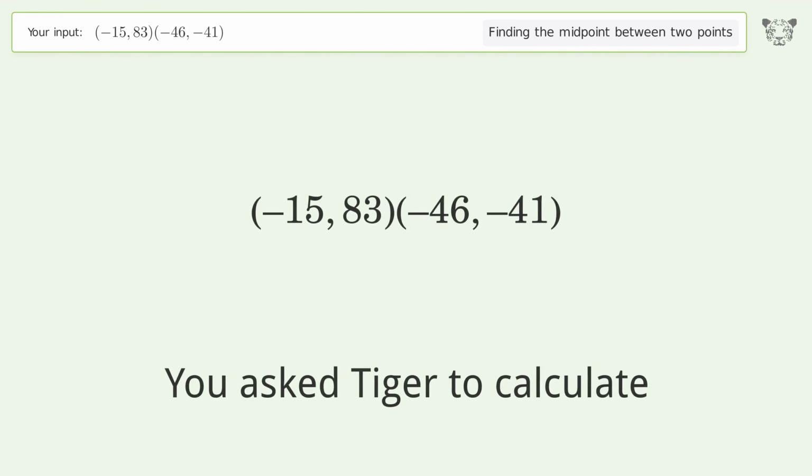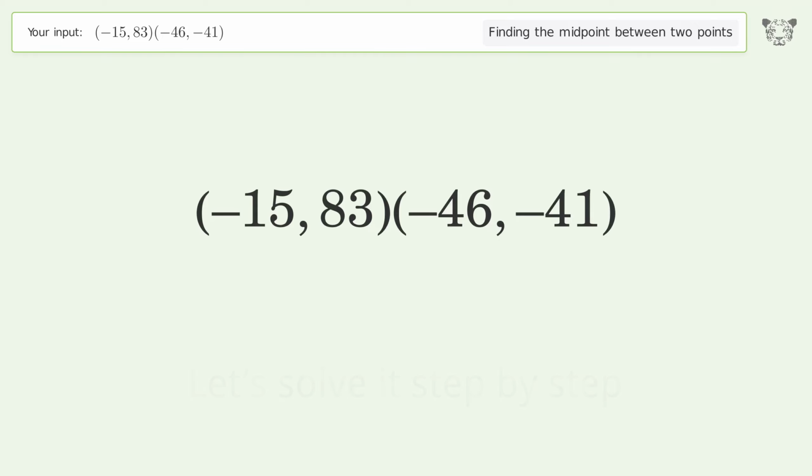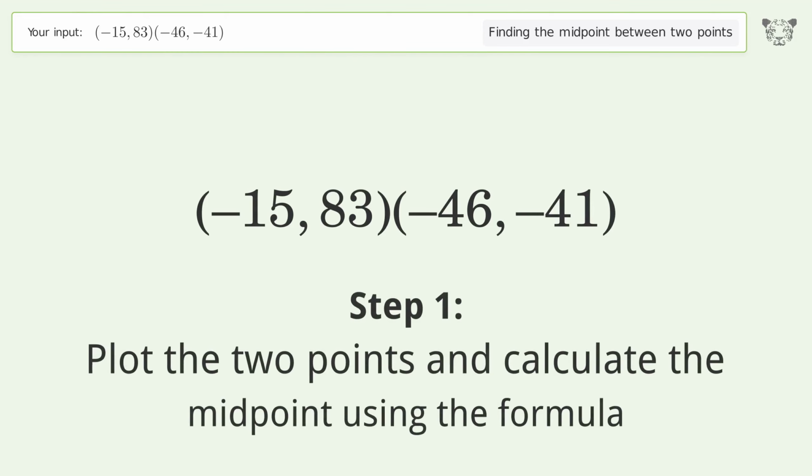You ask Tiger to calculate. This deals with finding the midpoint between 2 points. The midpoint between the 2 points is -30.5, 21. Let's solve it step by step. Plot the 2 points and calculate the midpoint using the formula.